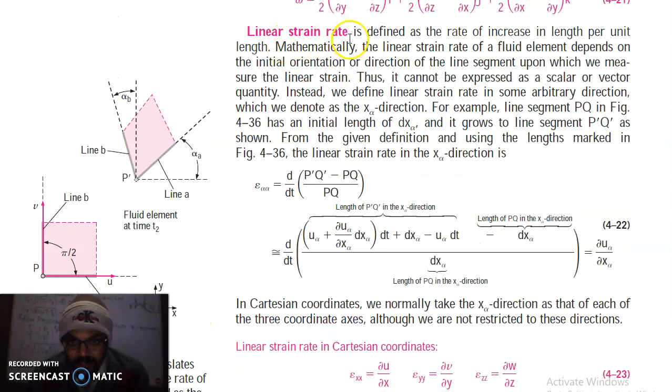Linear strain rate is defined as the rate of increase in length per unit length. Mathematically, the linear strain rate of a fluid element depends on the initial orientation or direction of the line segment upon which we measure the linear strain. Thus, it cannot be expressed as a scalar or vector quantity. Instead, we define linear strain rate in some arbitrary direction, which we denote as the axial direction. For example, line segment PQ.